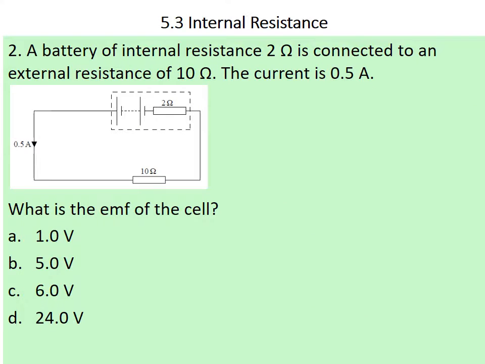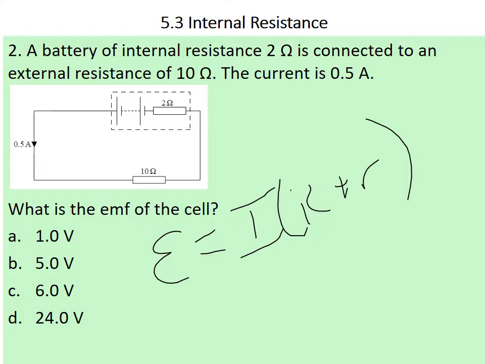Practice 2. A battery of internal resistance 2 ohms is connected to an external resistance of 10 ohms. The current is 0.5 amps. What is the EMF of the cell? Easy. Epsilon is equal to I times big R plus little r.